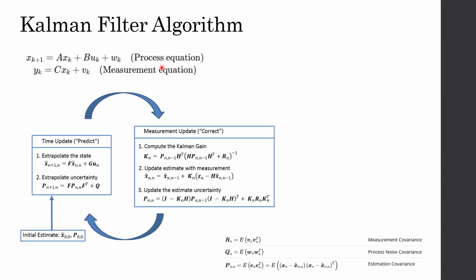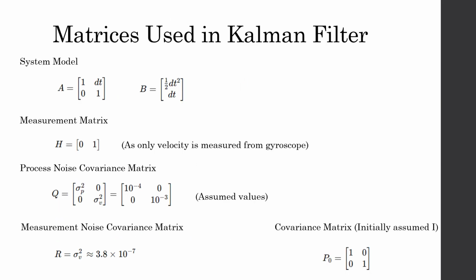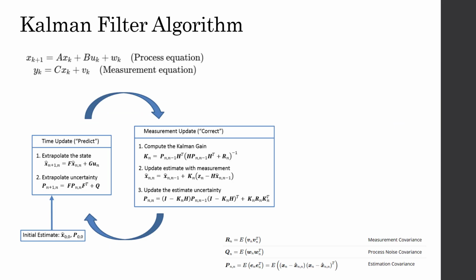And now we have all the matrices, as you can see here, and we can use them in our Kalman filter. Now these are the Kalman filter equations. The first equation is basically the process equation, which gives you estimates of the states, and the second equation is the measurement equation. This is the recursive filter, in which first we predict and then we correct our estimate.